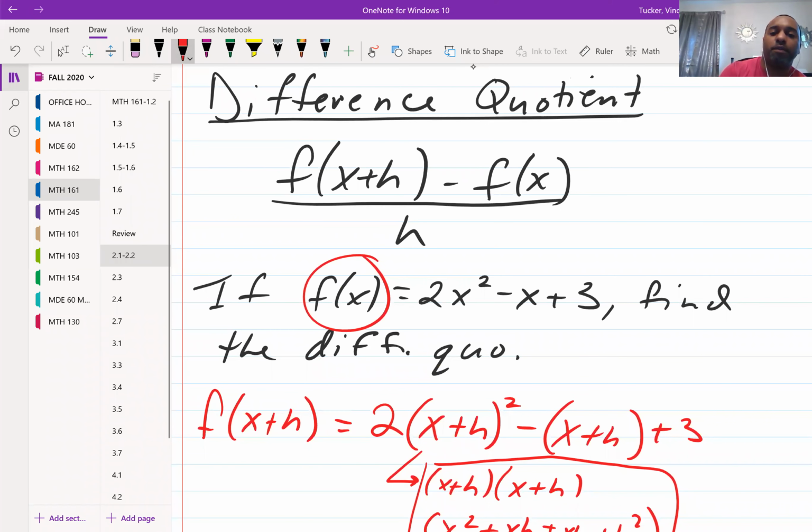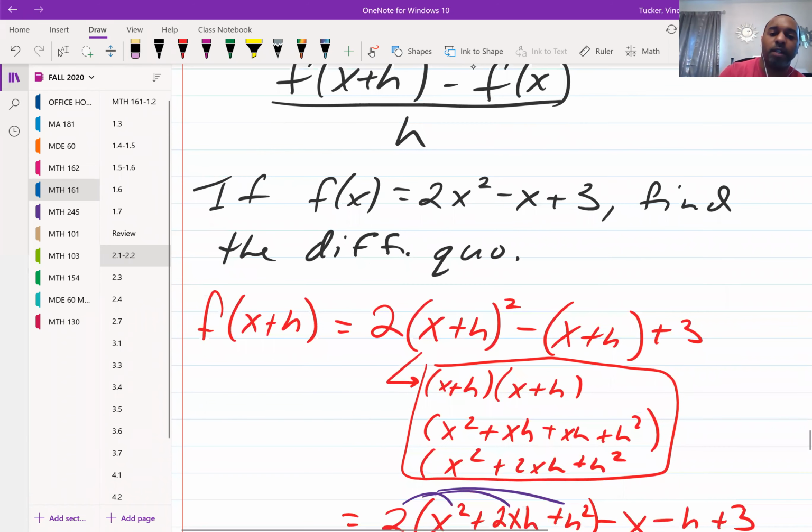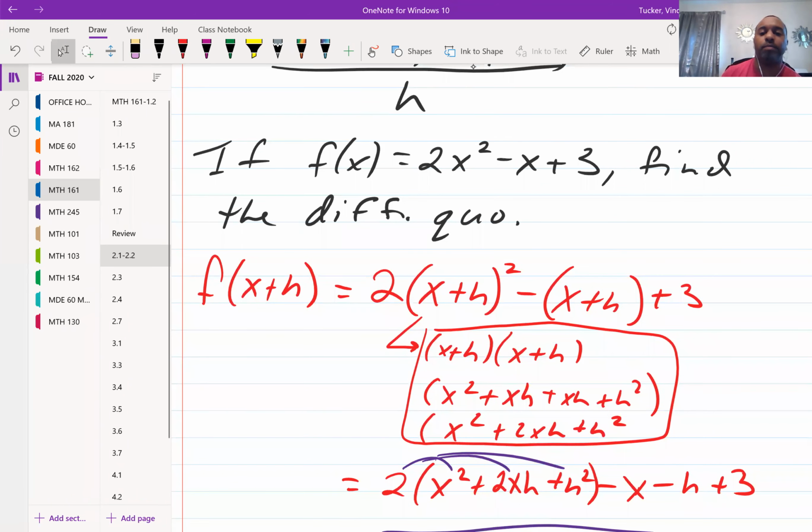All right, so they give us f of x. We already know f of x. What we need to find is f of x plus h. So that means we'll take x plus h and plug it into f of x. So be careful here. We cannot distribute that square. We actually have to expand it out.